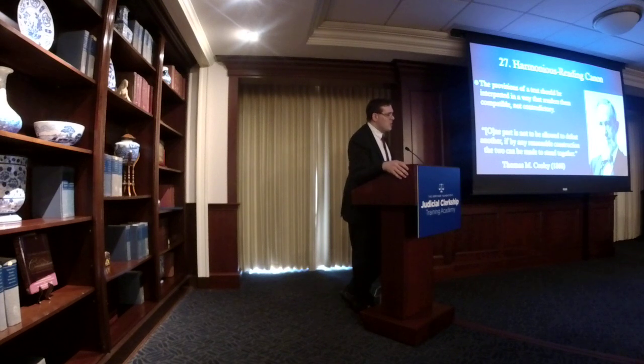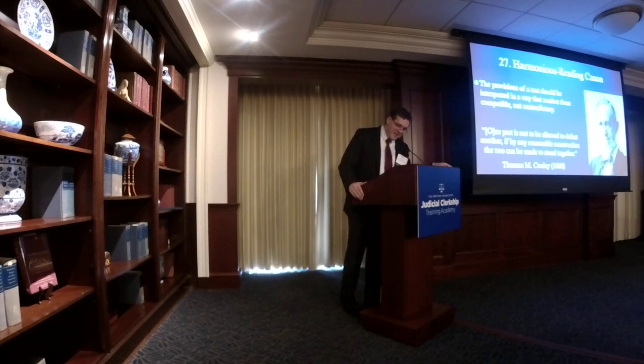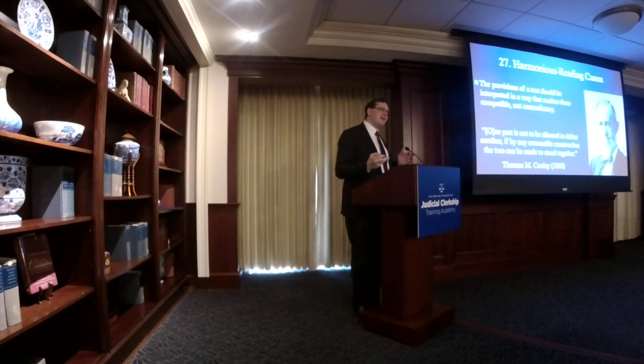This one's number 27, the harmonious reading canon. The provisions of a text should be interpreted in a way that renders them compatible, not contradictory. Cooley said, one part is not allowed to defeat another part if by any reasonable construction the two can be made to stand together. So again, we have a presumption that when a person is drafting a text, section A is meant to be harmonious with section B. But that's not always the case. And there might be some instances where the readings are in conflict, and another case where the readings are irreconcilable. We'll do those two next.